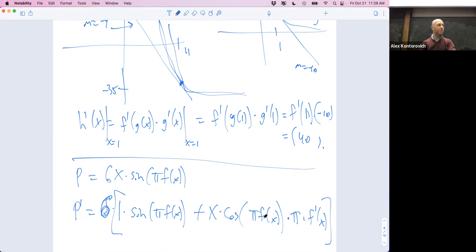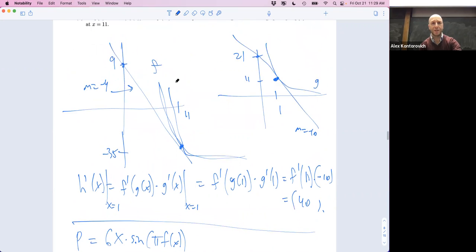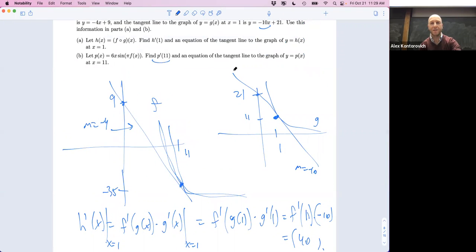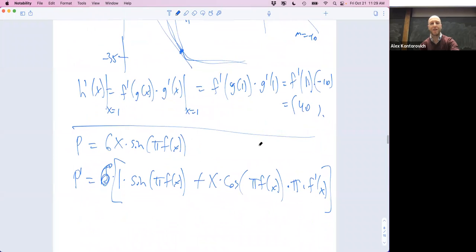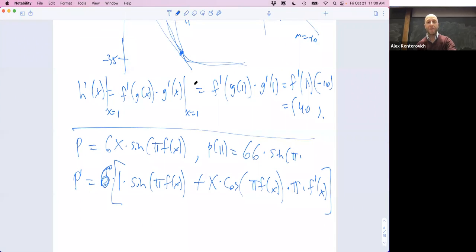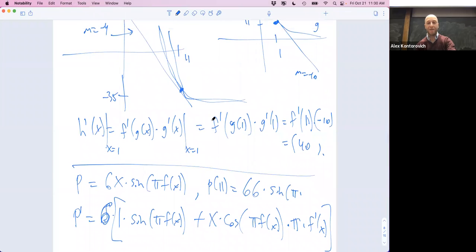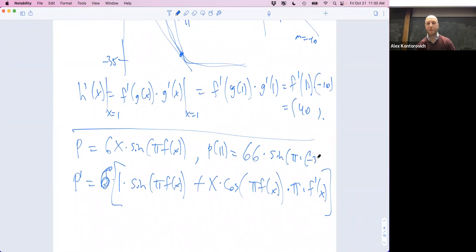That's P prime. And the question is, find P prime at 11 and an equation of the tangent line at 11. Okay, find P prime at 11. Well, what is P of 11? P of 11, let's get that down, is 66 times sine of pi times f of 11. F of 11 is negative 35. All right, that's not going to be that hard.